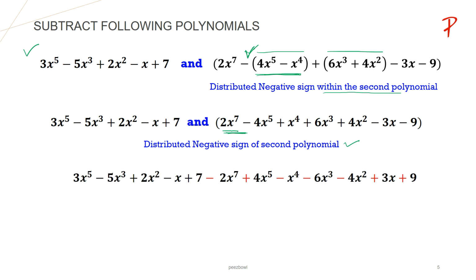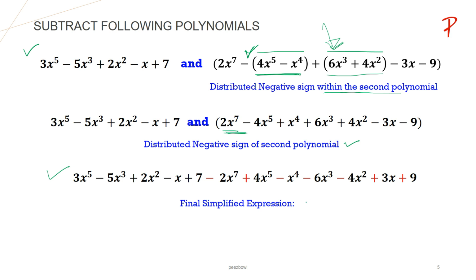And after distributing the negative sign, this is what we get. So all the plus became minus and all the minus became plus. Here you can see plus 2x to the power 7 became minus 2x power 7. And similarly, we changed the sign of all these terms, right? And this is important, to distribute the negative sign. Okay, so after distributing the negative sign from the second polynomial, we get this, and then we simplified the expression.